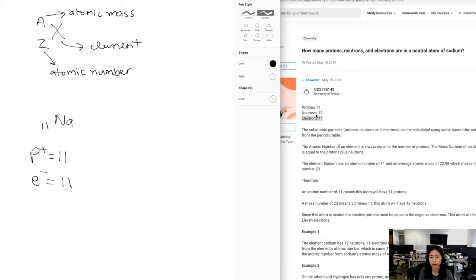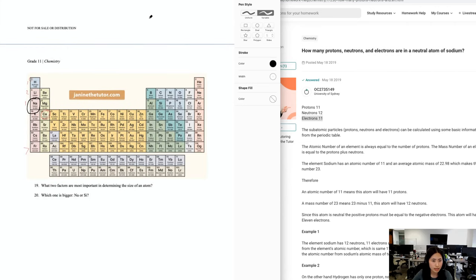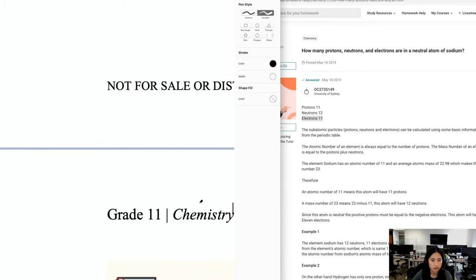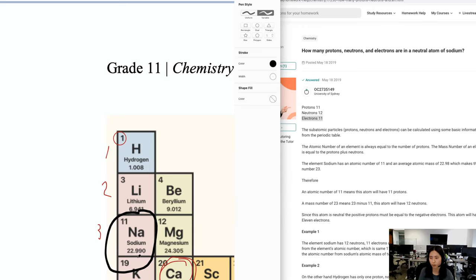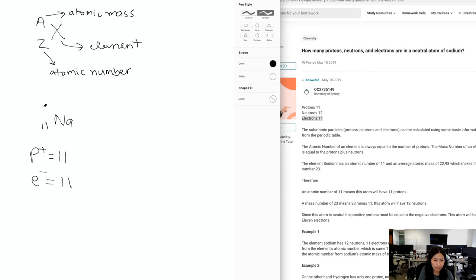However, for neutrons, because we're looking for the atomic mass, we know that for sodium, again, going back to the periodic table, sodium is 22.99. Okay, that's where sodium is. Hopefully you guys can see that it's 22.99. So that means you have 23 for sodium, because it's 22.99, right? That's your atomic mass, so we can just round it to the nearest whole number, so that's 23.